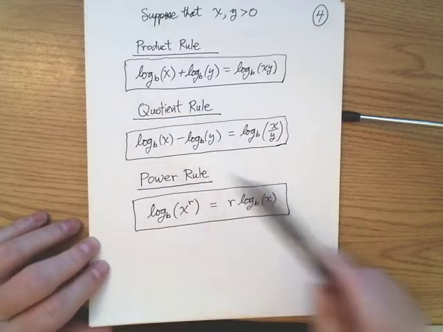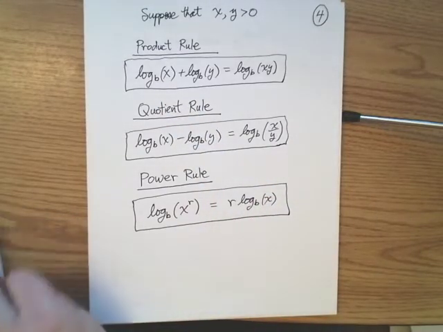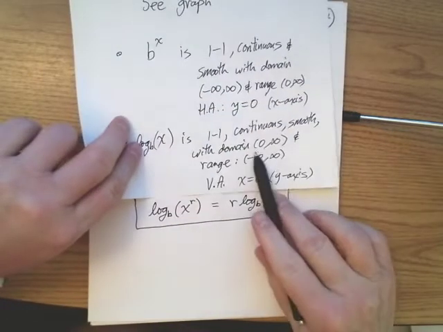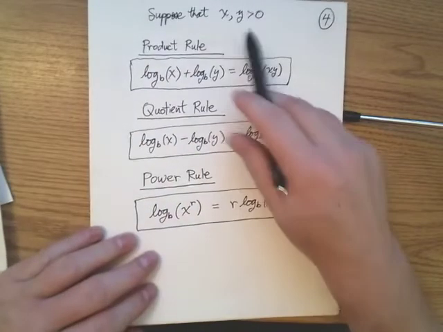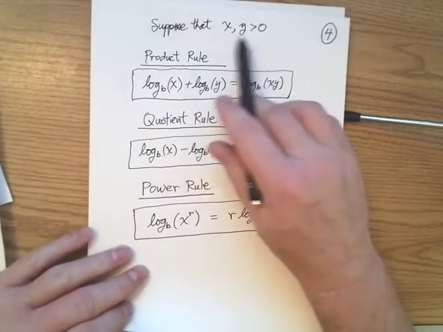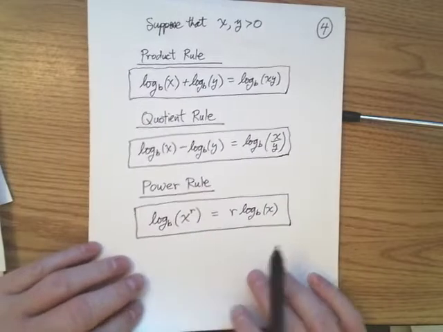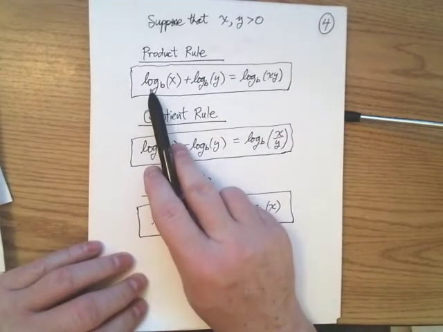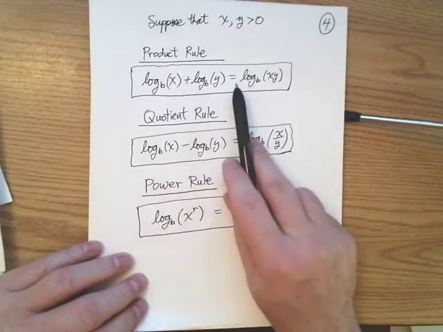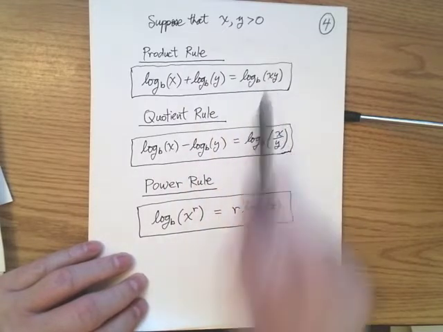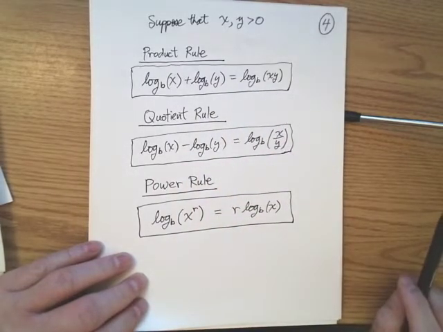You can only take logarithms of positive numbers because we said what? The domain is 0 to infinity, not including 0. Anyway, so I mentioned that up there. That's just saying all these things exist. But here's the product rule. Logarithm base b of x plus logarithm base b of y is the logarithm base b of the product of the two.